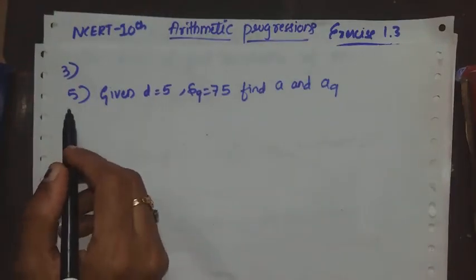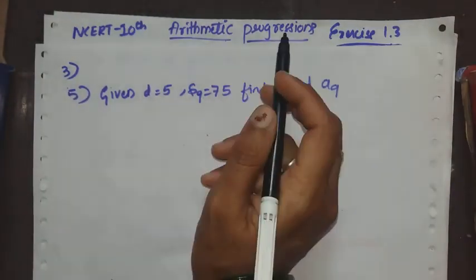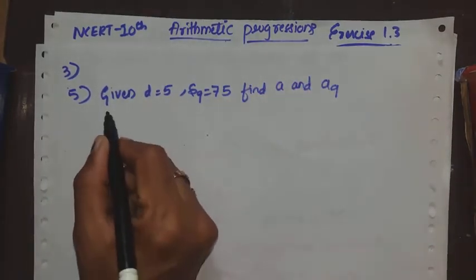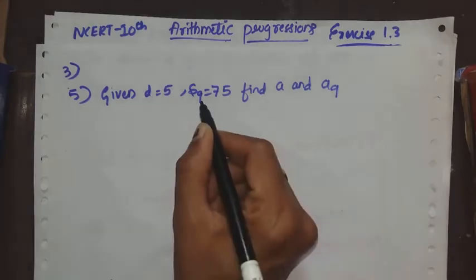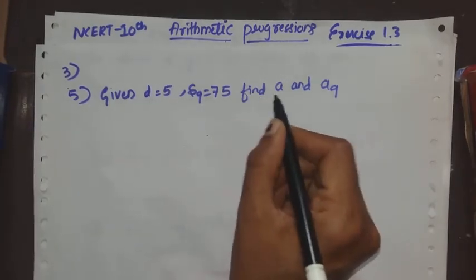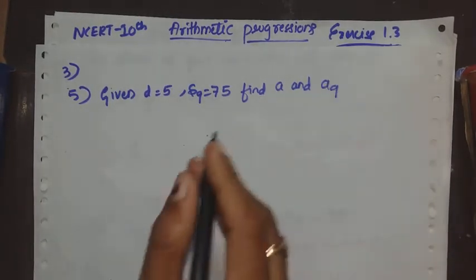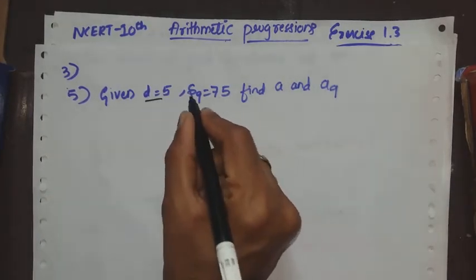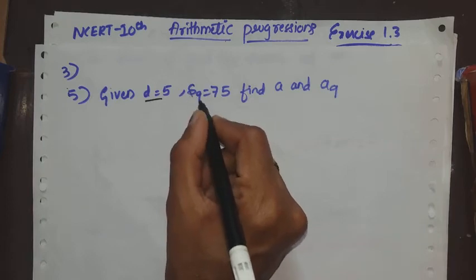Fifth question of the third main arithmetic progression, exercise 1.3. In that, given d is 5, S9 is 75, find a and a9. Here d and S9 are given, that is Sn, so I use the formula for Sn.